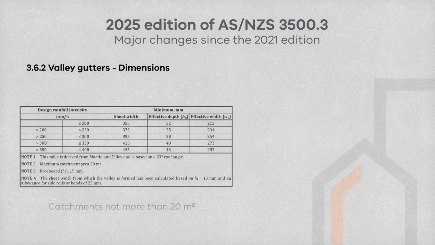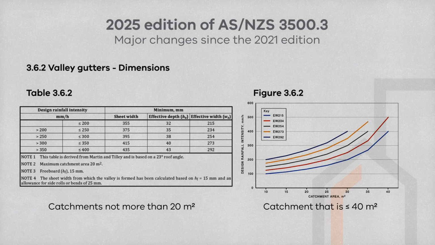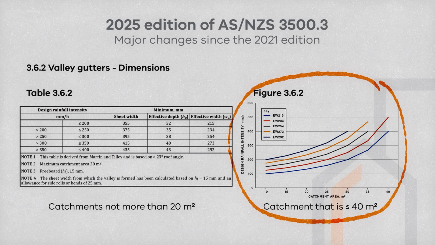Accordingly, after you calculate the catchment area, choose the suitable method as follows. If the catchment area is 20 square meters or less, use table 3.6.2, or alternatively, you may use figure 3.6.2. If the catchment area is more than 20 and up to 40 square meters, you must use figure 3.6.2 only, not the table.